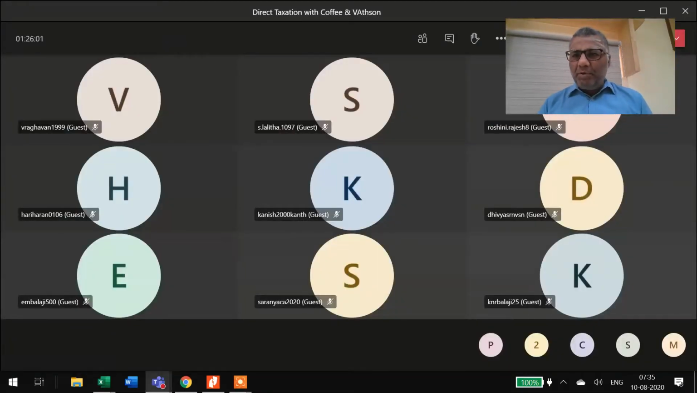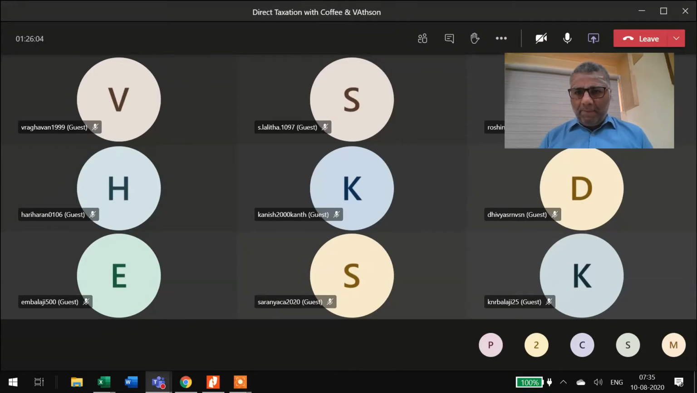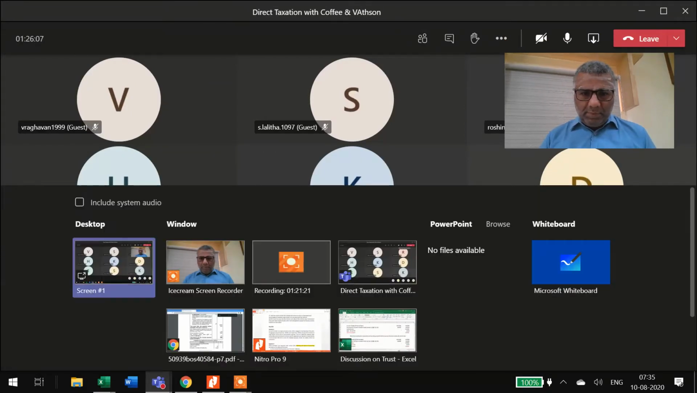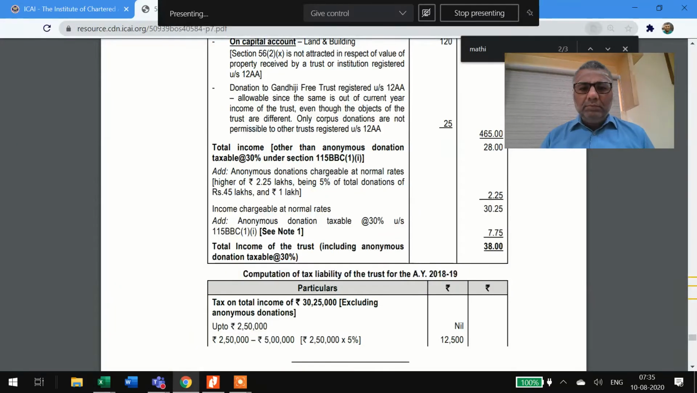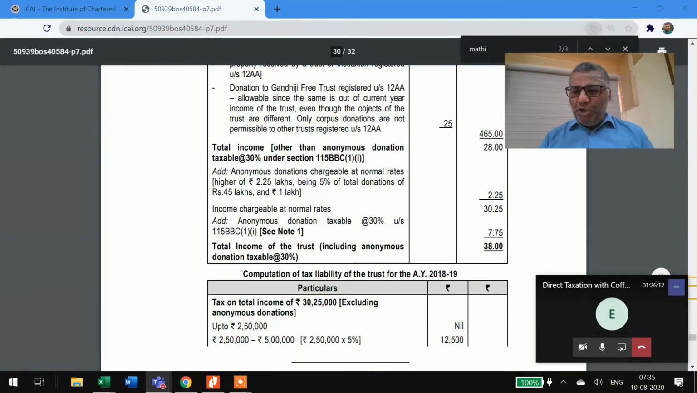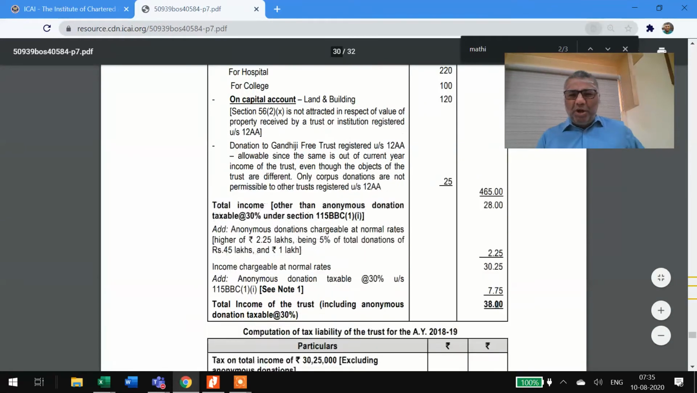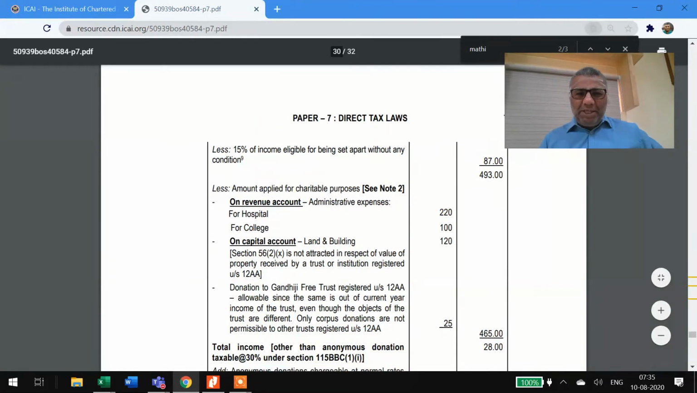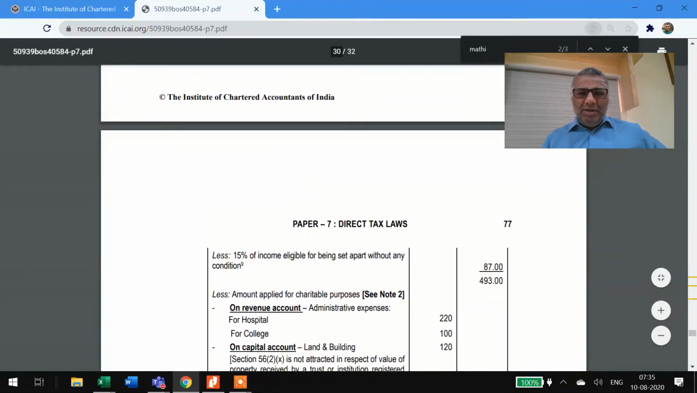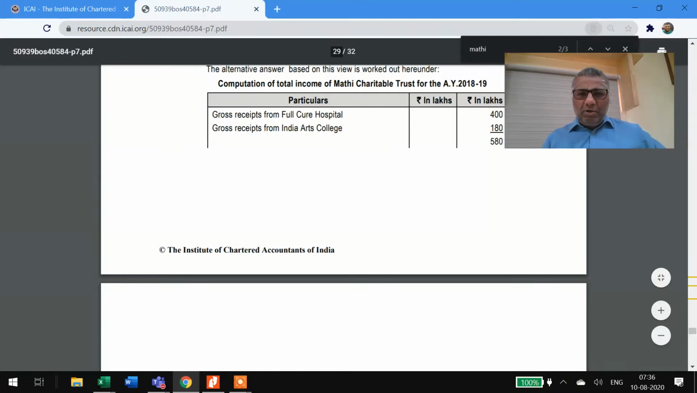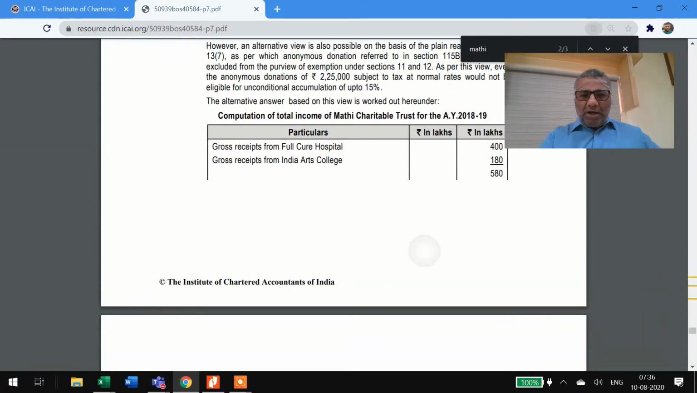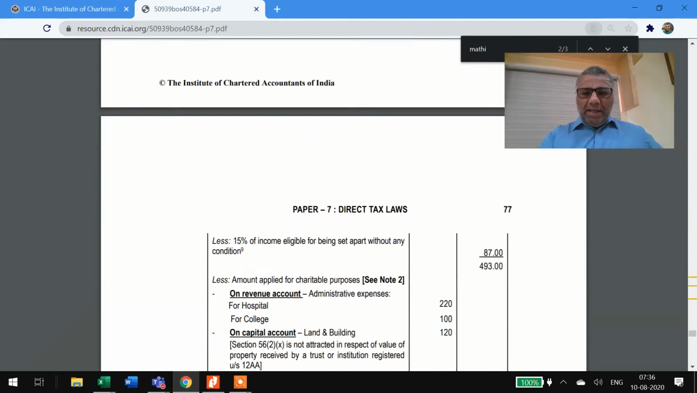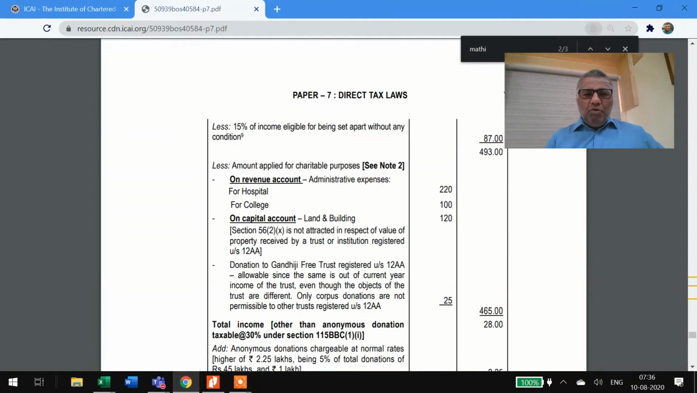Without wasting time, I'm going into the answers. Friends, this time I'm showing you the answer as per the suggested answer so that you are a little clear about how the examination is answering such questions. Okay, I'm taking the answer of the suggested. So gross receipts 400 plus 180, 580, less 15%, 87, 493. Amount applied on revenue account for hospital, for college on capital account, land and building.